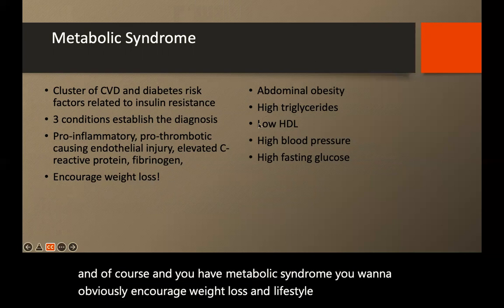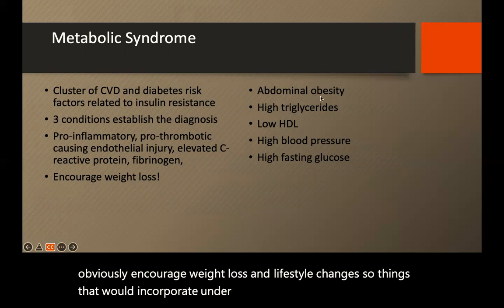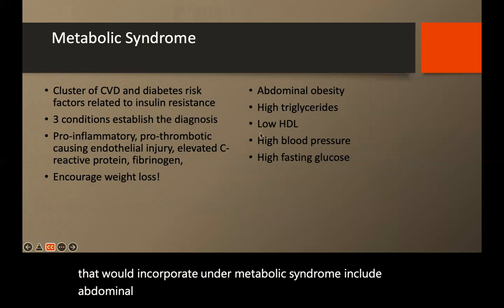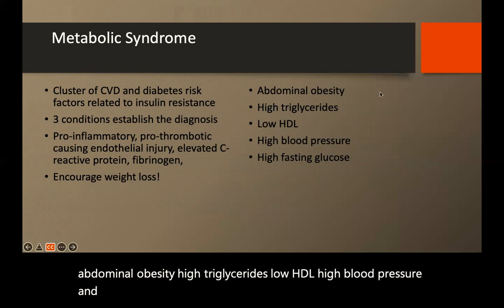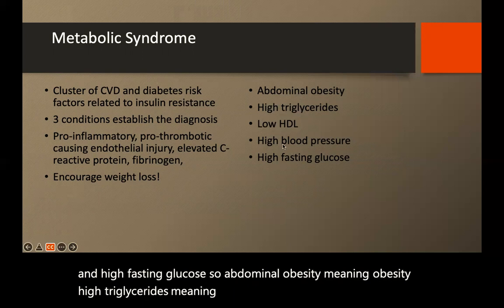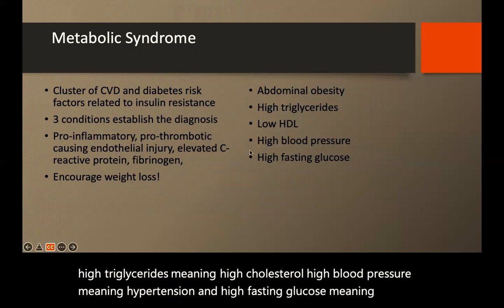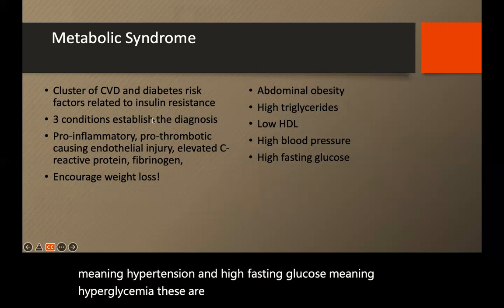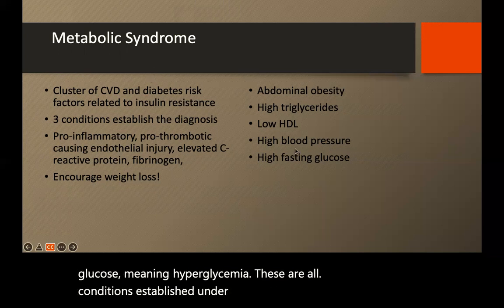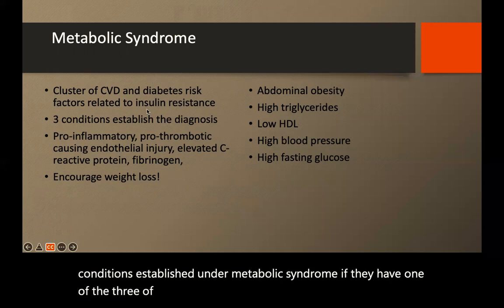So things that would incorporate under metabolic syndrome include abdominal obesity, high triglycerides, low HDL, high blood pressure, and high fasting glucose. So abdominal obesity meaning obesity, high triglycerides meaning high cholesterol, high blood pressure meaning hypertension, and high fasting glucose meaning hyperglycemia. These are all conditions established under metabolic syndrome. If they have 3 of these, they already have the syndrome.